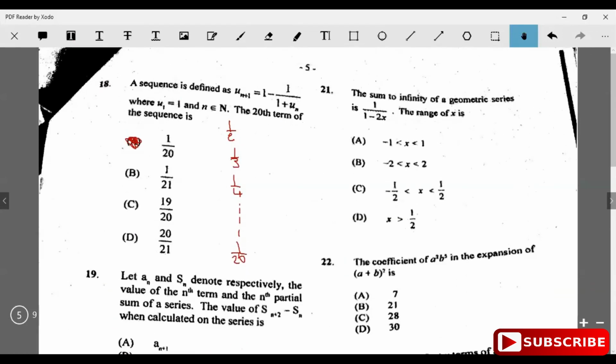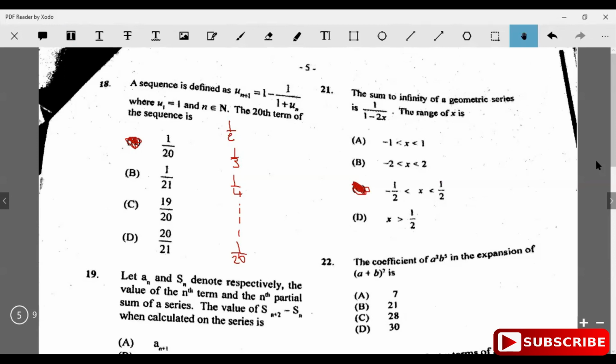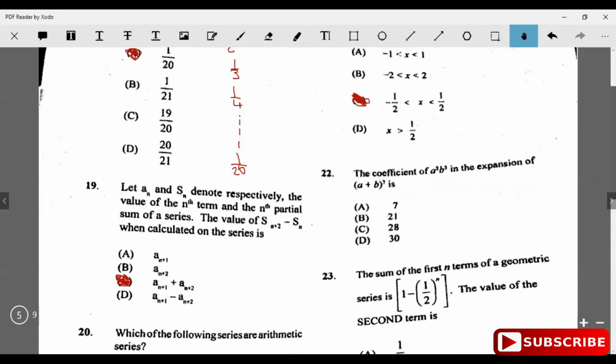Question 21, not a big repeat question. What's 21? Catch. Very easy question. If a geometric sequence is convergent, then the common ratio is going to be between 1 and negative 1. So 2x is between 1 and negative 1, and so x is between minus a half and half. Very good.